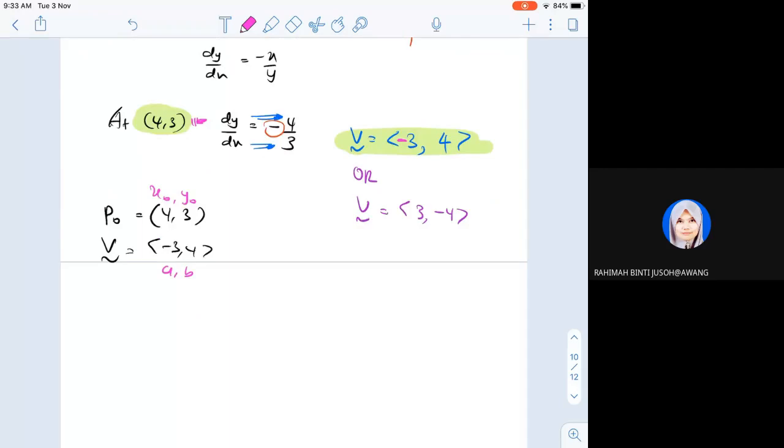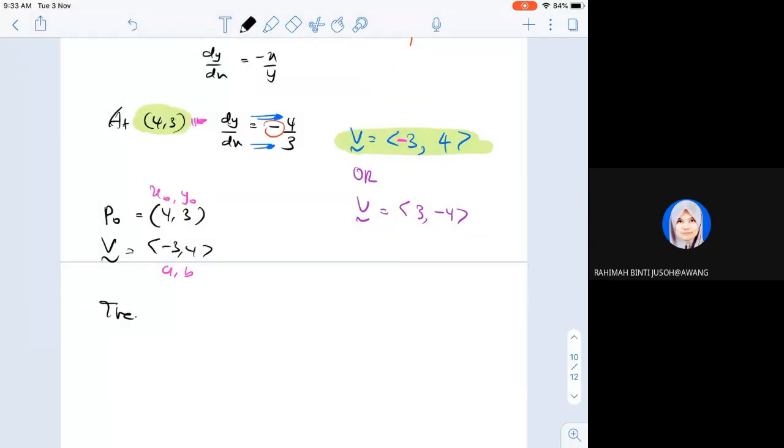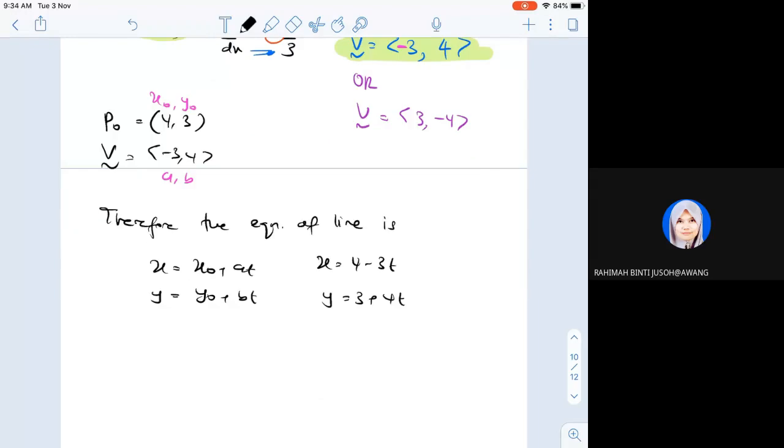Therefore, thus the equation of line is X equals to X naught plus AT, Y equals to Y naught plus BT. So we have X equals to 4 minus 3T, and then Y equals to 3 plus 4T. Okay, so that's the answer.